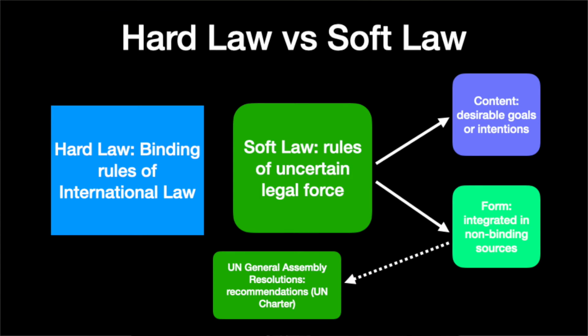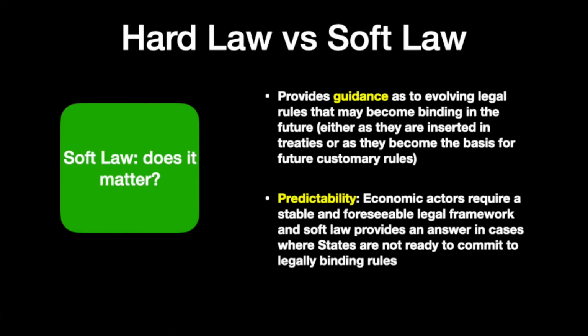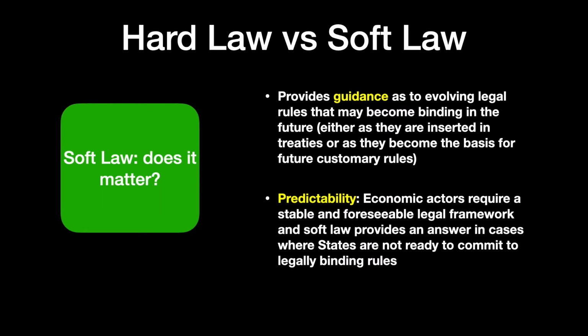So, if soft law is not binding, does it matter? Well, we can ascribe two main functions to soft law rules. First, soft law provides guidance that is important in developing future rules of law. Secondly, by creating a reference of desirable behavior, they bring about predictability, insofar as states actually comply with them despite not being binding. This is very relevant in areas where states are not ready to assume binding commitments, but make a soft commitment to a certain type of conduct.